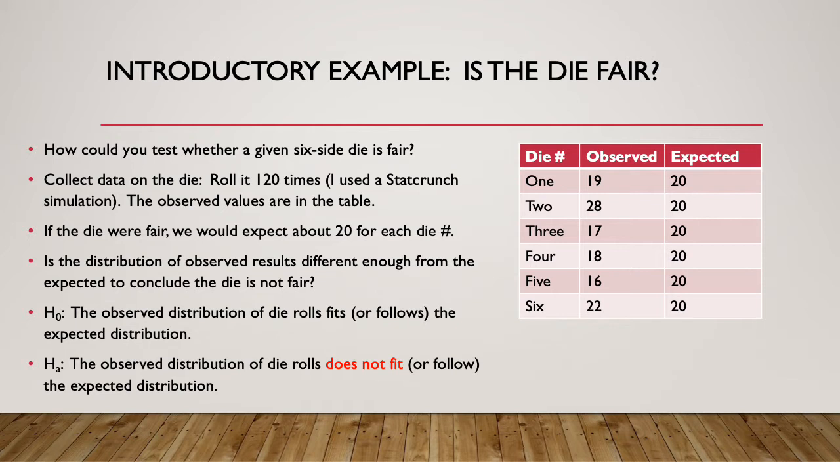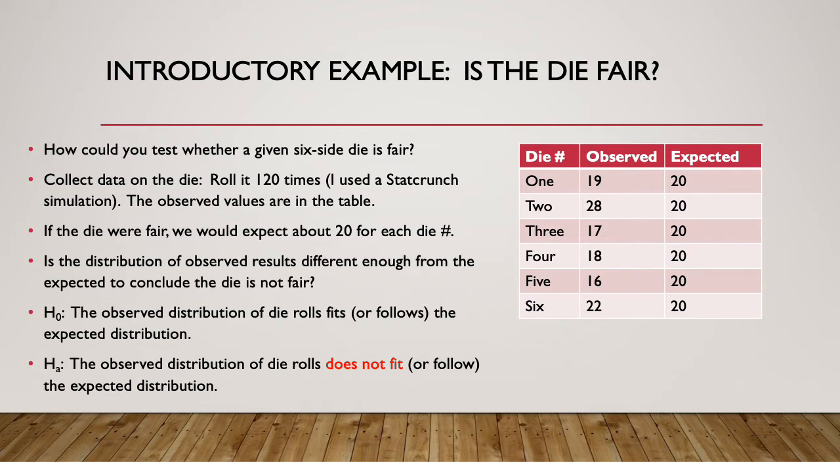Now, in this case, based on what we have in the table, the question is: is the distribution of observed results, what we have in that column, different enough from the expected results that we should conclude that the die is not fair? The number that has the biggest difference is 2, right? We got 28 rolls to come up 2. We expected 20. That's the biggest difference we have. Some of the others are bigger and smaller, but the question is, are those differences on average enough to conclude the die is not fair?